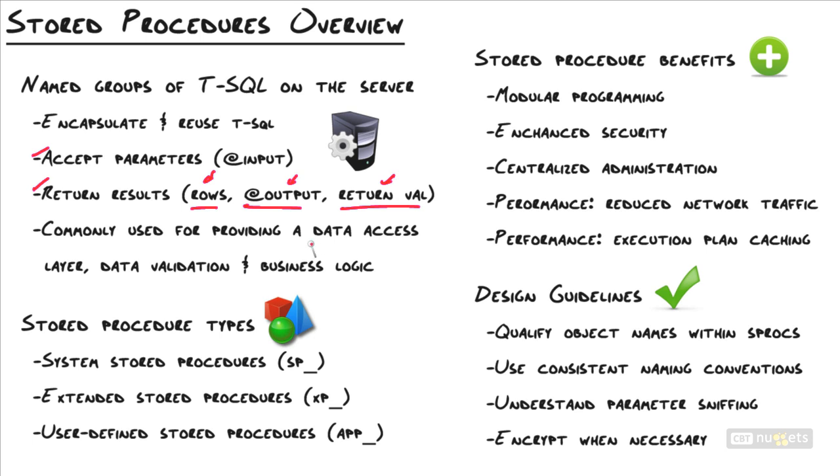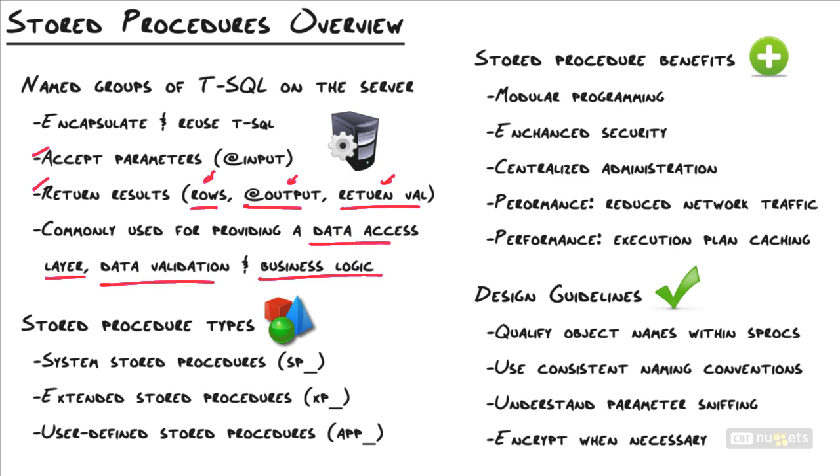We generally use stored procedures to provide a data access layer, for data validation, or for encapsulating business logic. So we're going to use it here in this nugget to do data access. We'll create a search engine on top of our data that can be used many ways by many different people, developers or business analysts or anybody that has access to them.